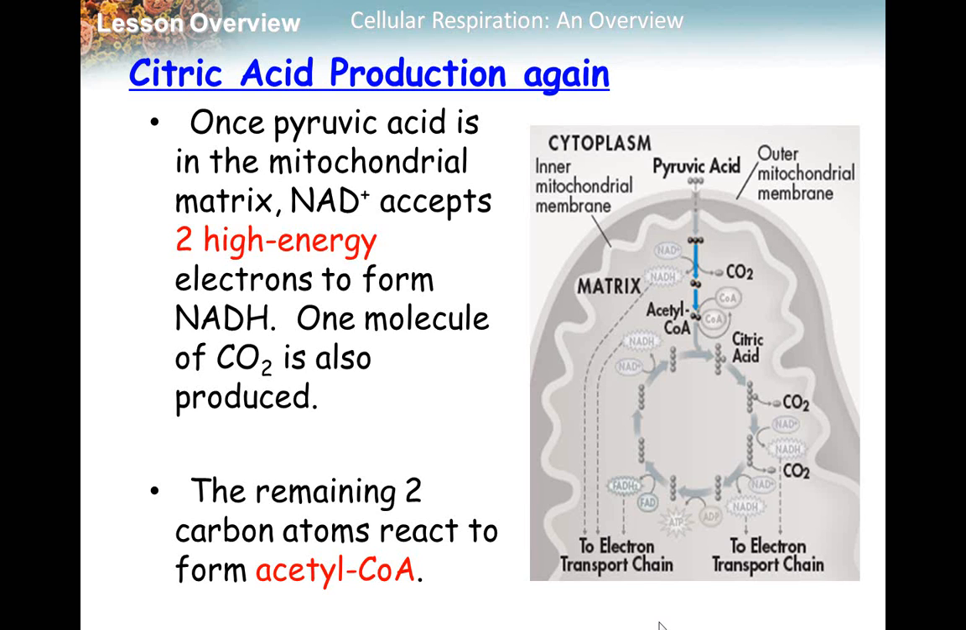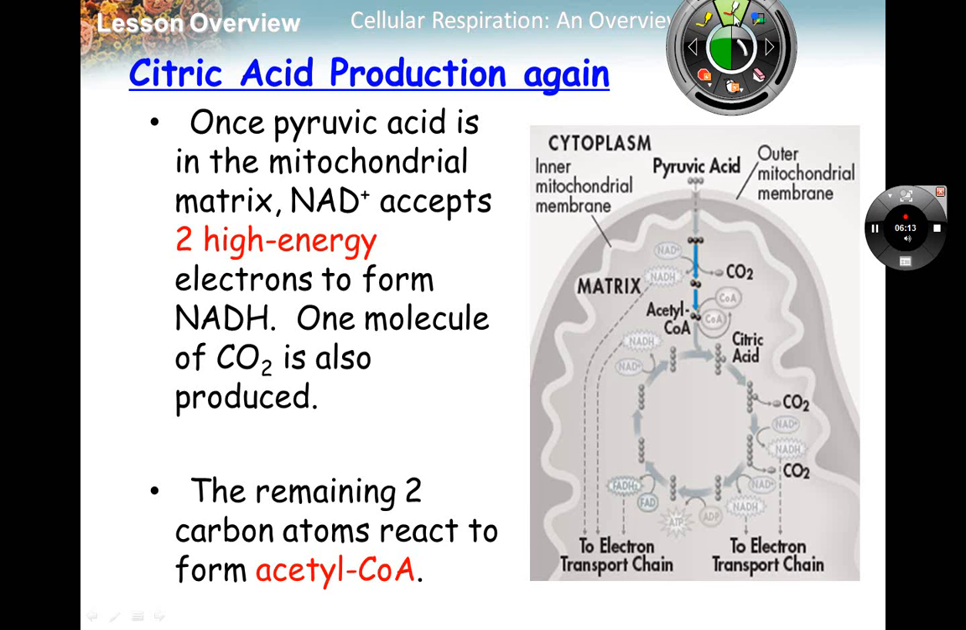Citric acid production again. Once the pyruvic acid in the mitochondria is in the matrix, the NAD plus accepts the 2 hydrogen electrons, and a molecule of carbon dioxide is also made. The 2 remaining carbon atoms react to form acetyl-CoA. So, this is where we are here. The pyruvic acid enters the mitochondria and goes through, in the matrix, this transition reaction and then, of course, into the Krebs cycle. A little bit of carbon dioxide is made during this process.